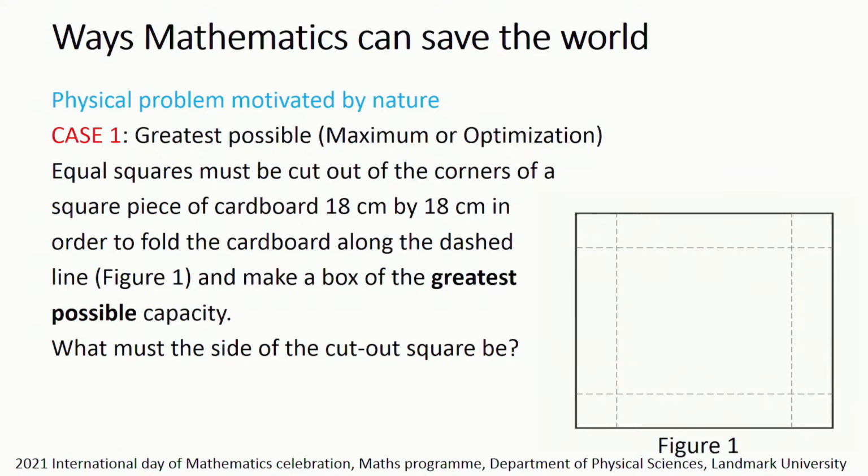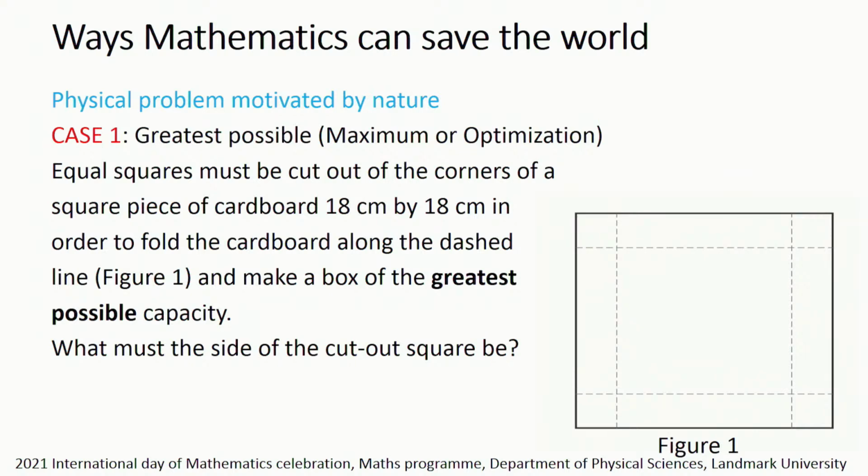He was saying this thing. So we want to find, we have equal squares, must be cut out, okay, of a square. You can see here, we have a square, must be cut out of the corners of a square piece of cardboard, 18 centimeter by 18 centimeter, in order to fold the cardboard along the dashed line, as shown in this figure 1, and make a box of the greatest capacity possible. Very simple problem.